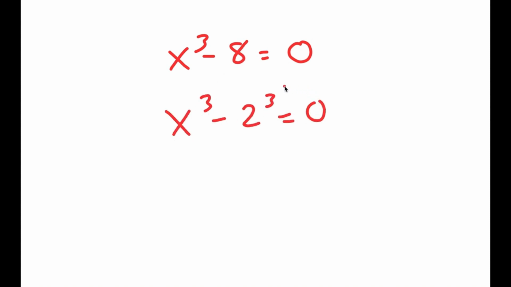So I'm going to rewrite my equation here, x to the power of 3 minus 8 equals 0. And now I'm going to rewrite 8 as 2 to the power of 3. So I get x to the power of 3 minus 2 to the power of 3 is equal to 0.